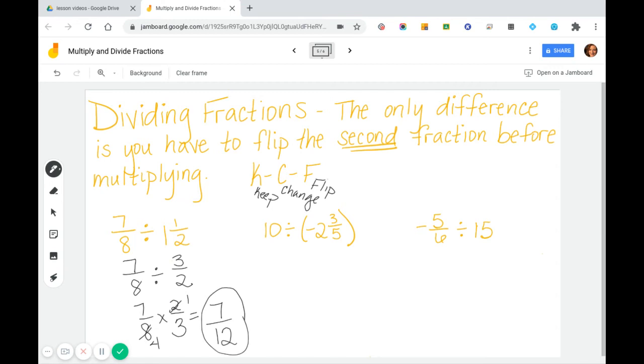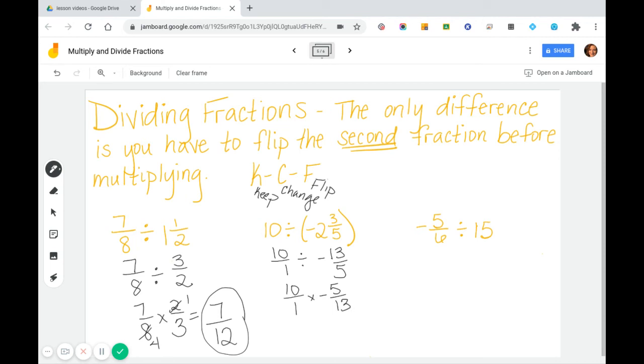Same deal on the next one. I need to make them something over something first. So 10 over 1 is the same thing. Still division just for now. Negative 5 times 2 is 10, plus 1 is plus 3 is 13 over 5. Now that they're both something over something, I can keep it 10 over 1, change it to times, and flip it to negative 5 over 13.